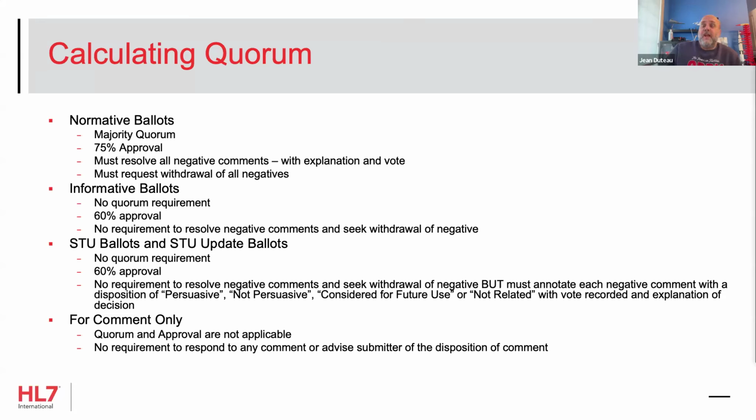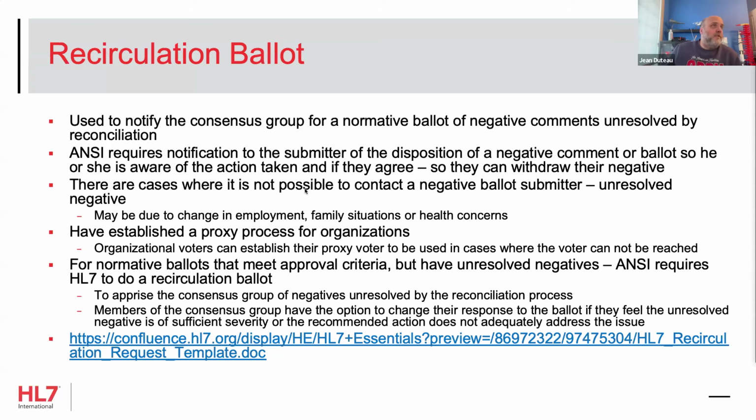You'd hope they'd understand and take it nicely because the group has decided, but they can hold you up. So we have this ability to do a recirculation ballot. Where this has happened in the past has normally been where we've been unable to contact a negative ballot submitter. So we got to resolve it somehow. ANSI requires us to do this recirculation ballot, and if you do need to do it, there's a link there to how it works.